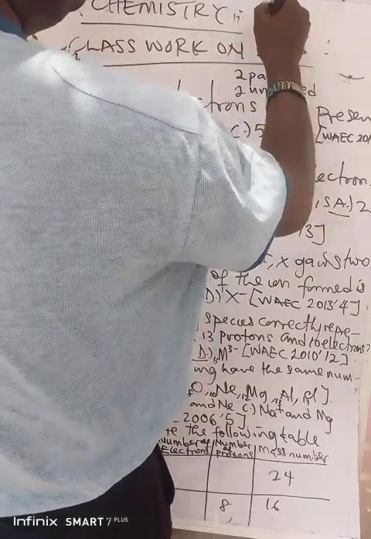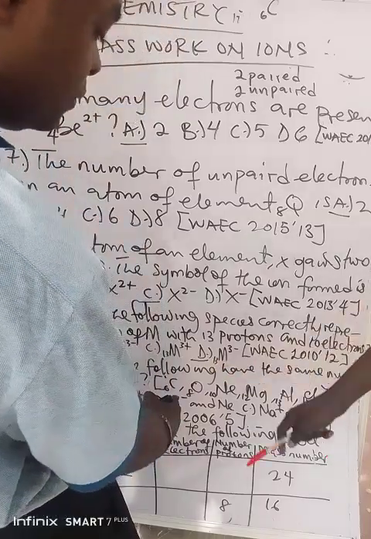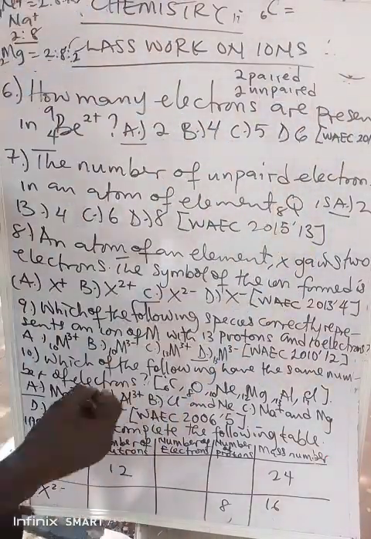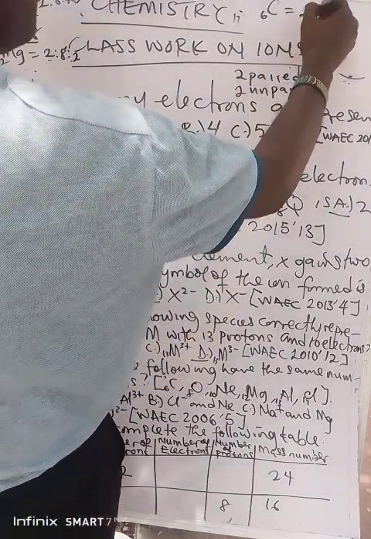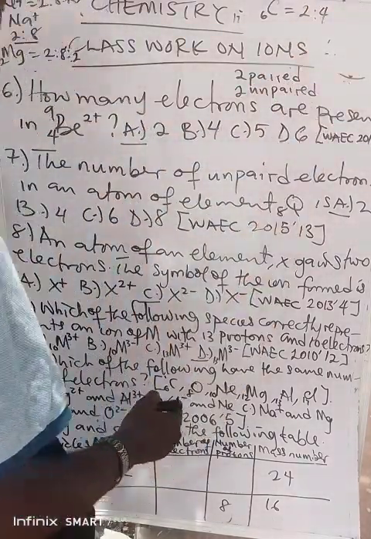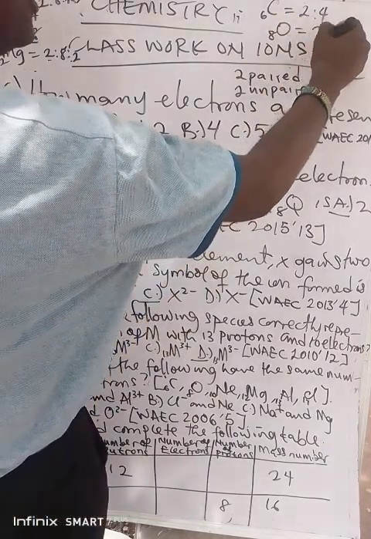Then carbon. Carbon is 6 according to what we have here. Carbon is 2, 4. Then oxygen is what? Oxygen is 8. That's 2, 6.